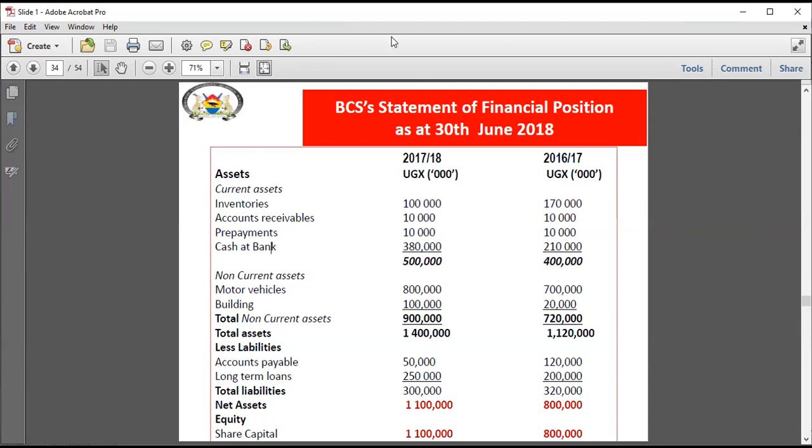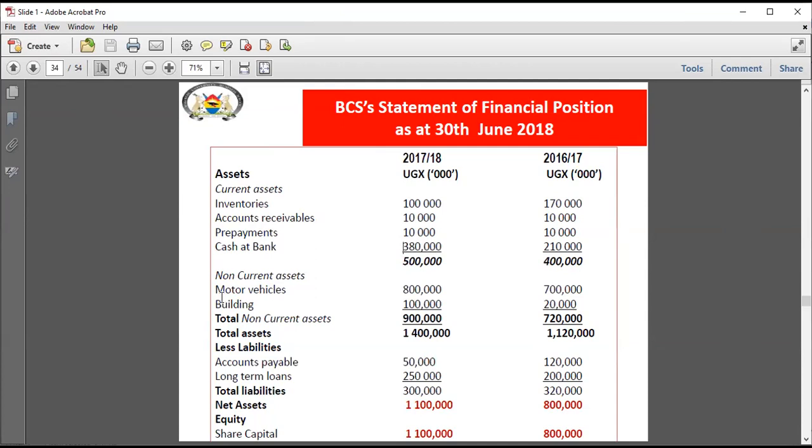The prepayments, these are usually expenses we've paid in advance. For example, you've paid rent in advance for maybe the next 2 years, so it will appear under your prepayments. Then the cash that is at your bank, you get it? Or cash at hand. In most cases, we combine the two, which is 380,000.